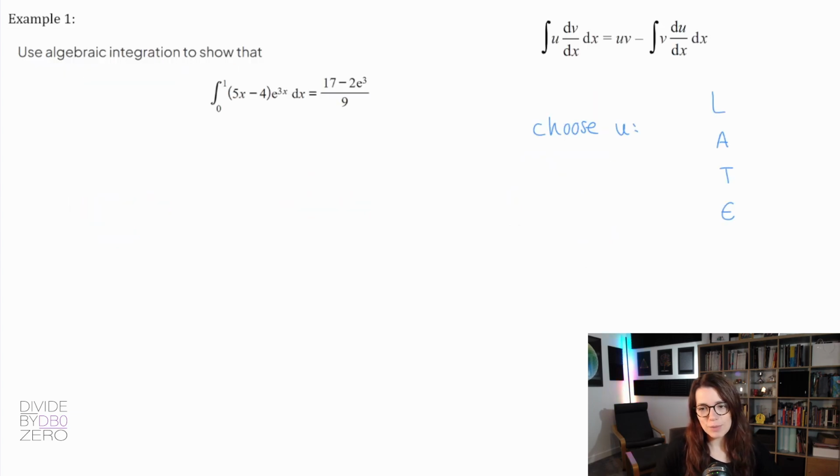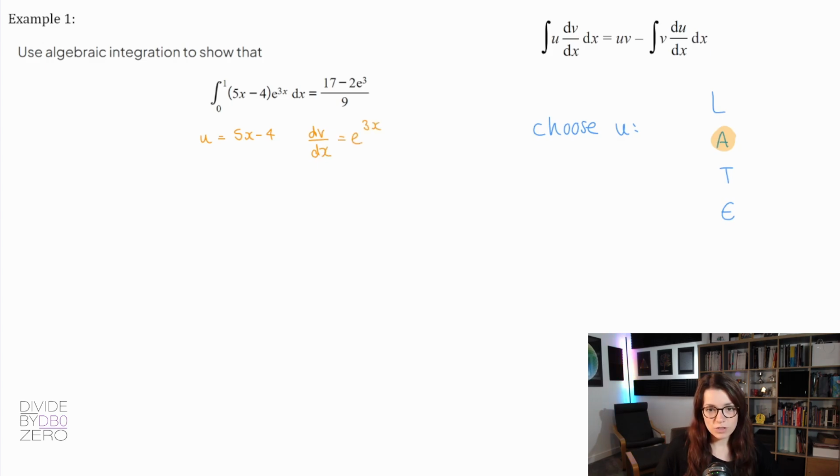Example 1. Use algebraic integration to show that this is true. So first of all, we can identify that it's integration by parts because we have two distinct functions multiplied together. We know from the integration by parts formula that we have to choose one of those functions to be equal to u. So we think about that LATE acronym. And here we've got an algebraic expression, 5x minus 4, and also an exponential expression, e to the 3x. Because A is above E, we're going to choose the algebraic expression to be u. So underneath, we're going to say u equals 5x minus 4, and therefore dv/dx is e to the power of 3x.